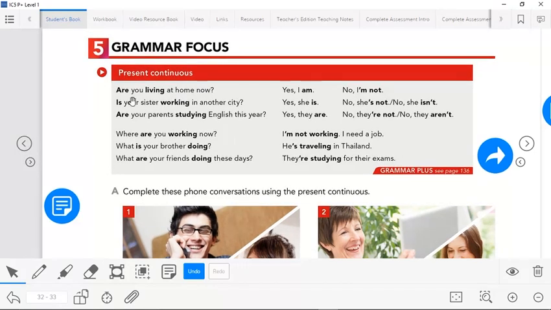But how do we make the yes-no questions? You start with are or is, depending on whether it's singular or plural. And then when you put the verb, it's just -ing, and that's it. Are you living at home now? The short answers can be yes, I am, and no, I'm not.